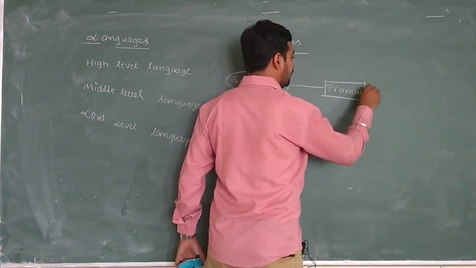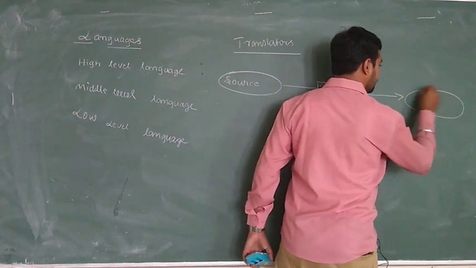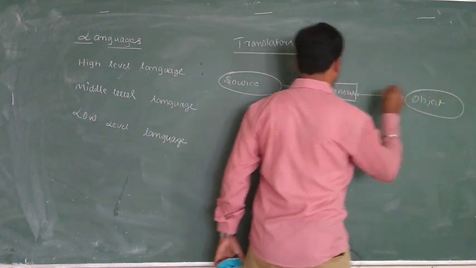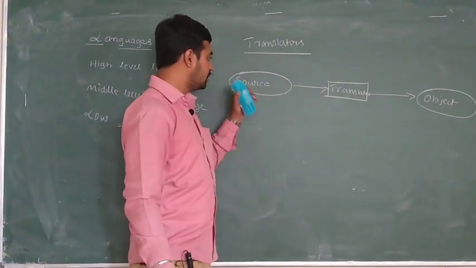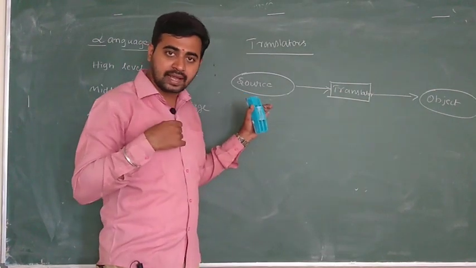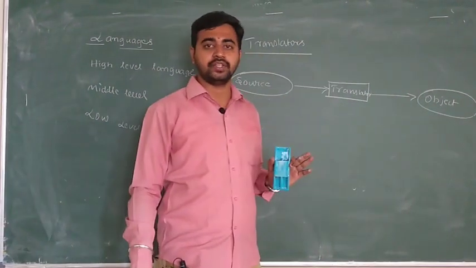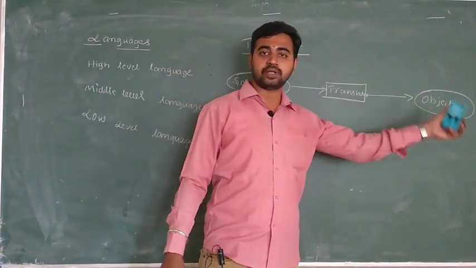In between we have a translator. This translator translates to the object program. So the arrow mark goes like this. Source program is my language, object program is system oriented language. Okay, source program translates to object program.